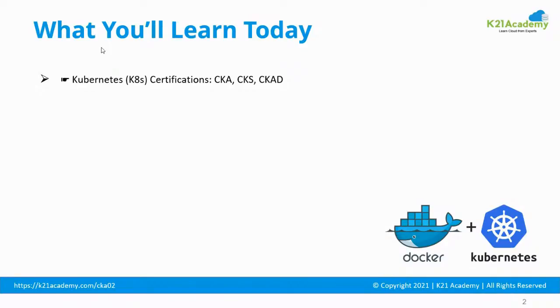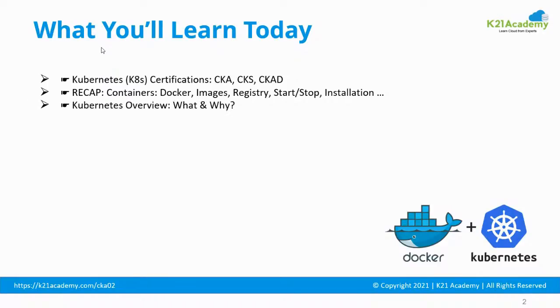As I said, we'll first begin with Kubernetes certification: CKA, CKS, and CKAD. Then, as I covered last week, containers, where Docker is an implementation of a container. I'll do a quick recap of what we covered, and if you have not yet watched it, I highly recommend you do, because Kubernetes uses containers underneath. You should have a fair idea about what an image registry is, how you start and stop containers, installation, etc. It will be quite useful.